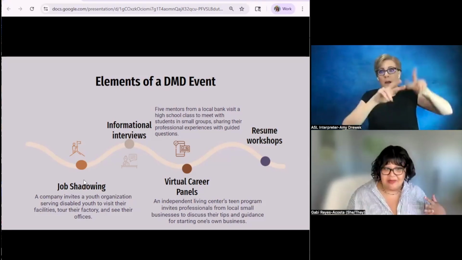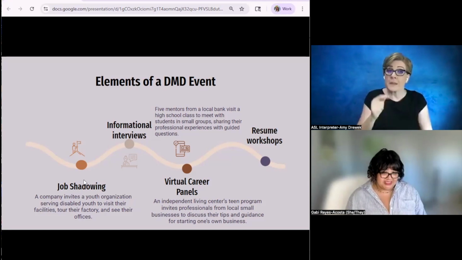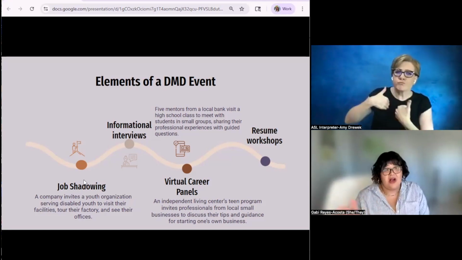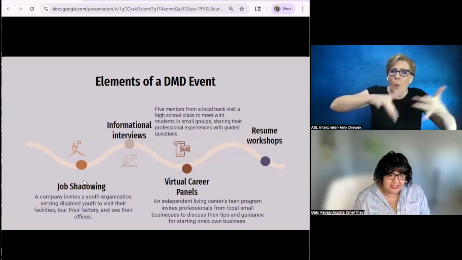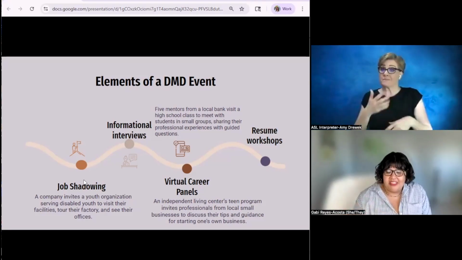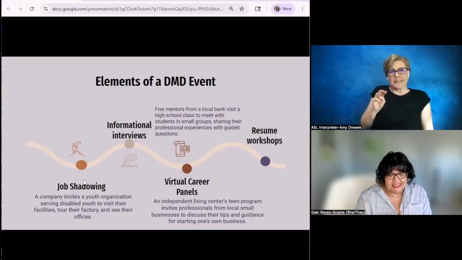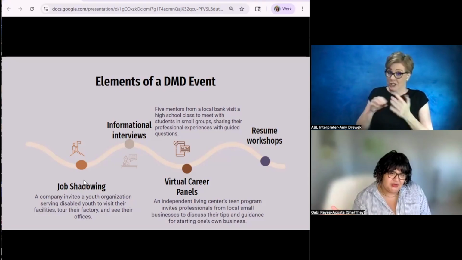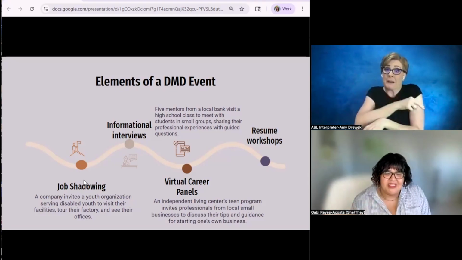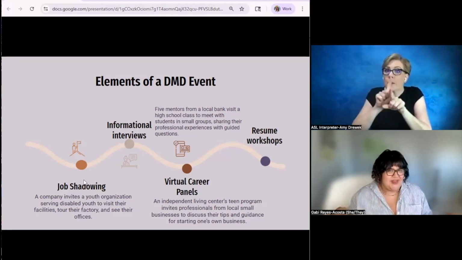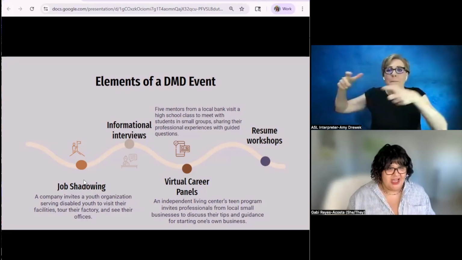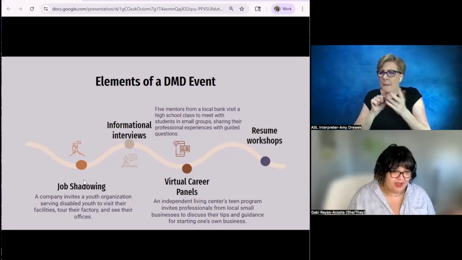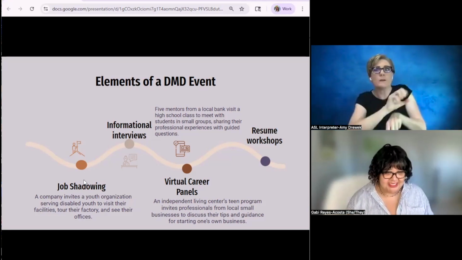An example might be a company inviting a youth organization serving disabled youth to visit their facilities, tour their factories, see their offices. A real life example of this is a DMD event that happened in late 2024 where students went to a hospital and got to do job shadowing. They even got to go up to the helipad and see where the helicopter lands, and I think see the helicopter. They had to follow around a select group of mentors. So that is an example of what job shadowing can look like at a DMD event.